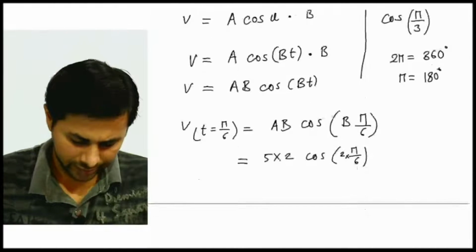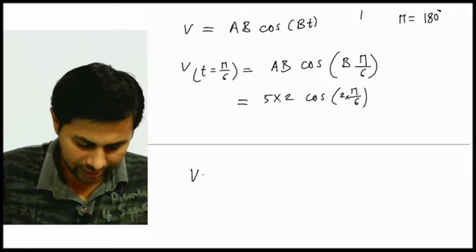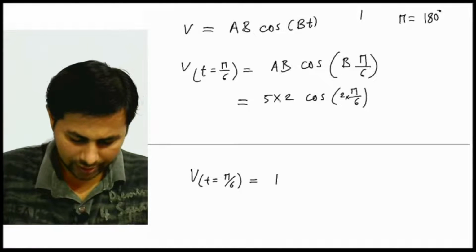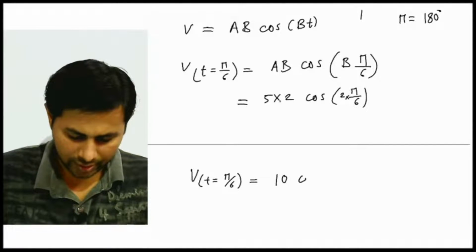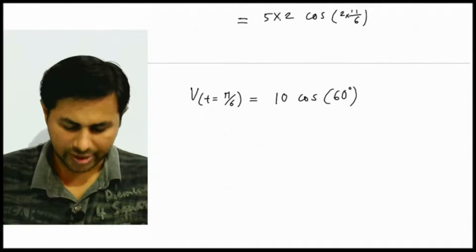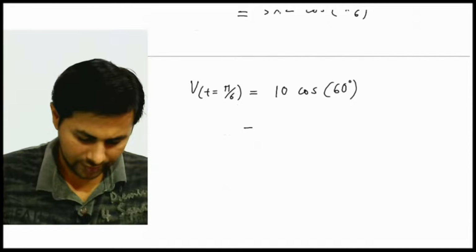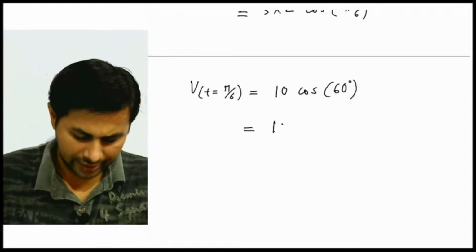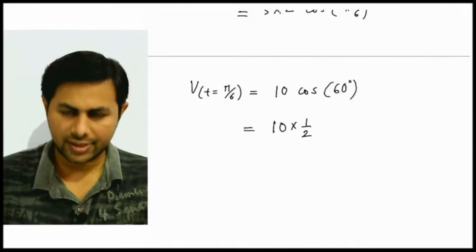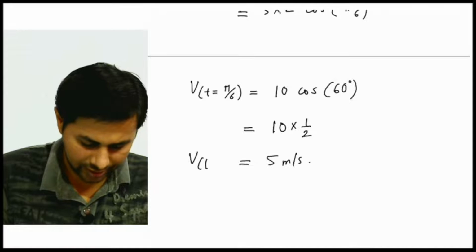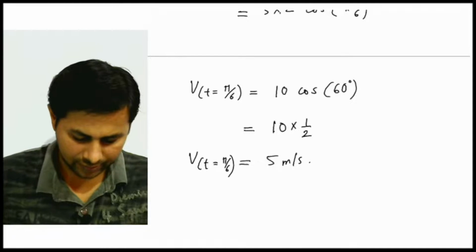Okay, so we have v at t equals pi by 6 equals 10 times cos of 60 degrees. And does anybody know cos of 60? I think it is half. Okay, so 10 times half, sin 30 is half, cos of 60 is half. The answer is 5 meters per second. So this is v at t equals pi by 6.